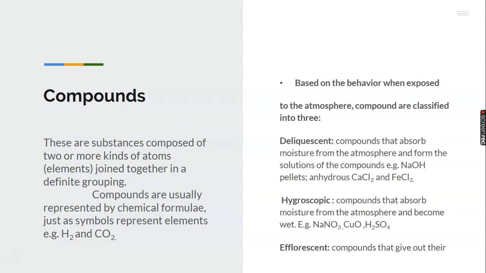So we move to compound. Compounds are substances composed of two or more kinds of atom. So you can have two elements or three, as the case may be, in a compound, joined together in definite grouping. Mark that word, definite. Okay. So compounds are usually represented by chemical formulae, just as symbols represent elements. Okay, this is a compound, this is a compound.